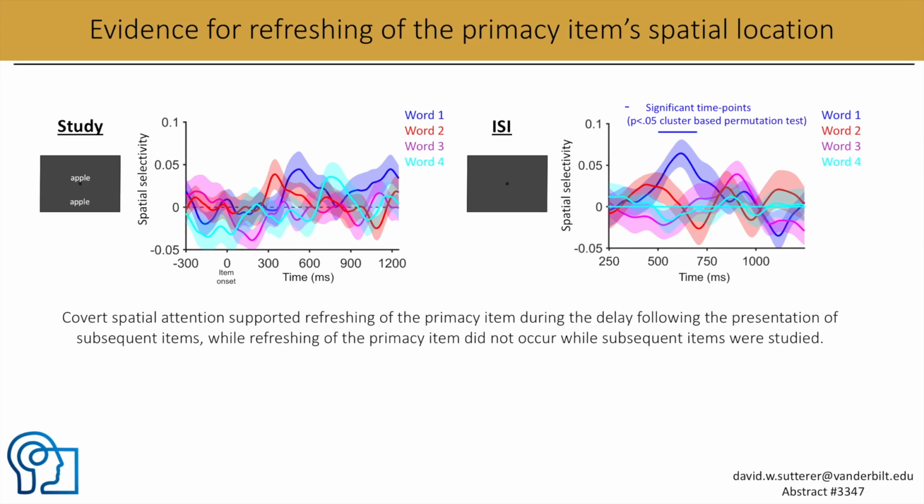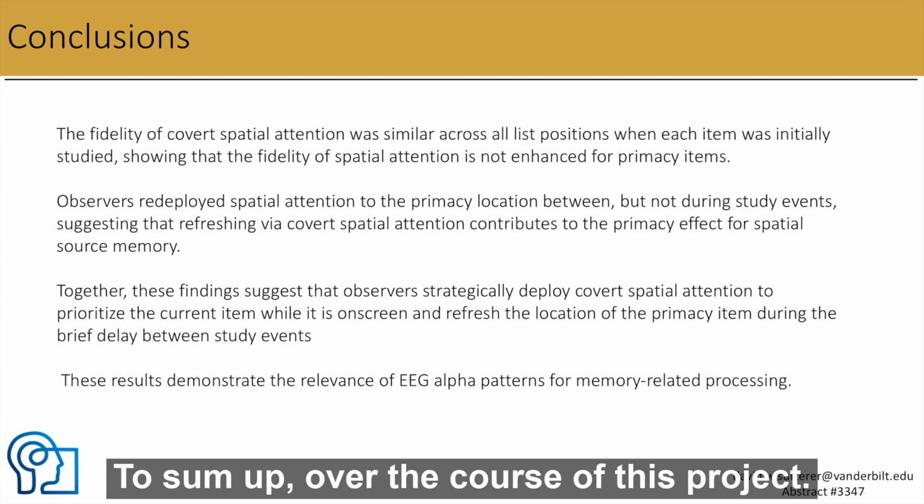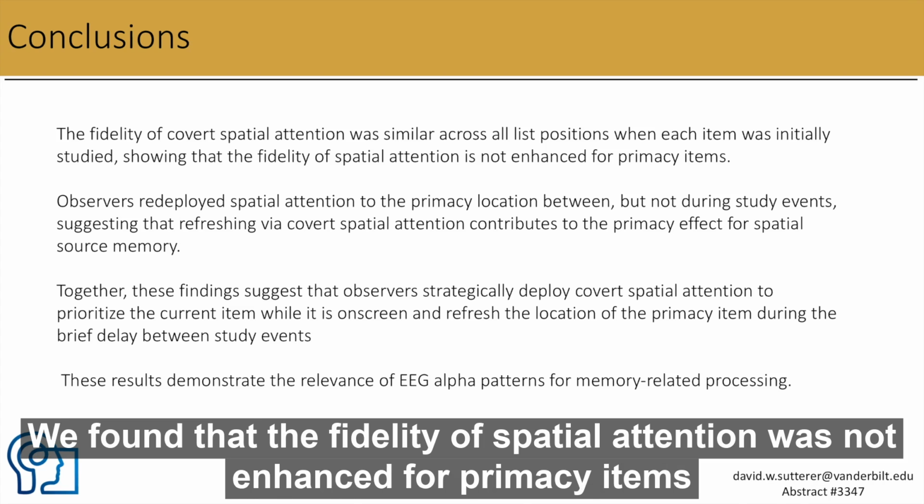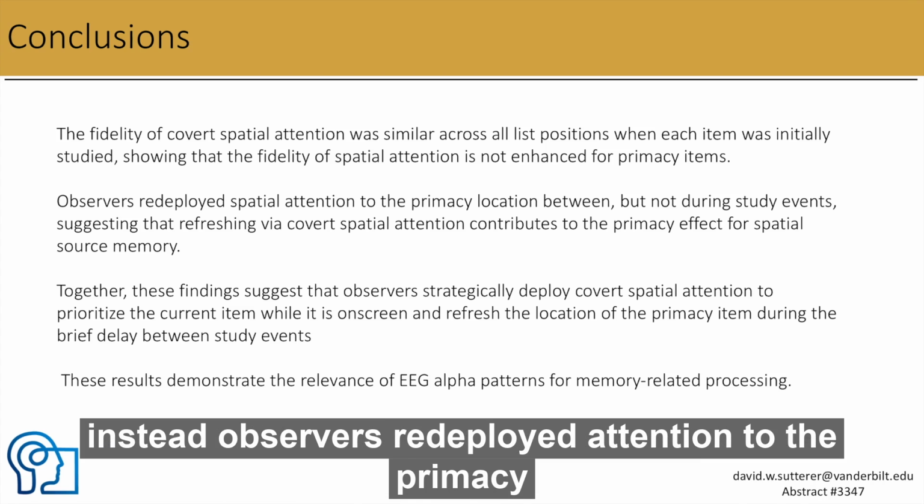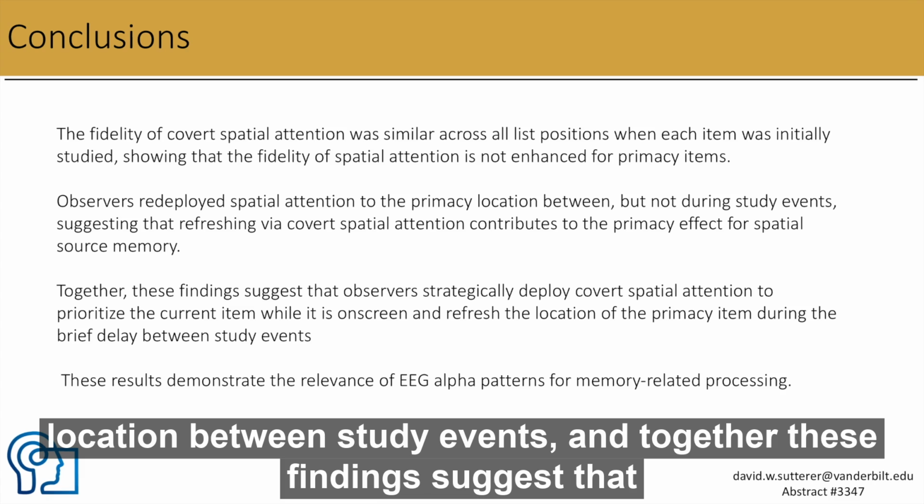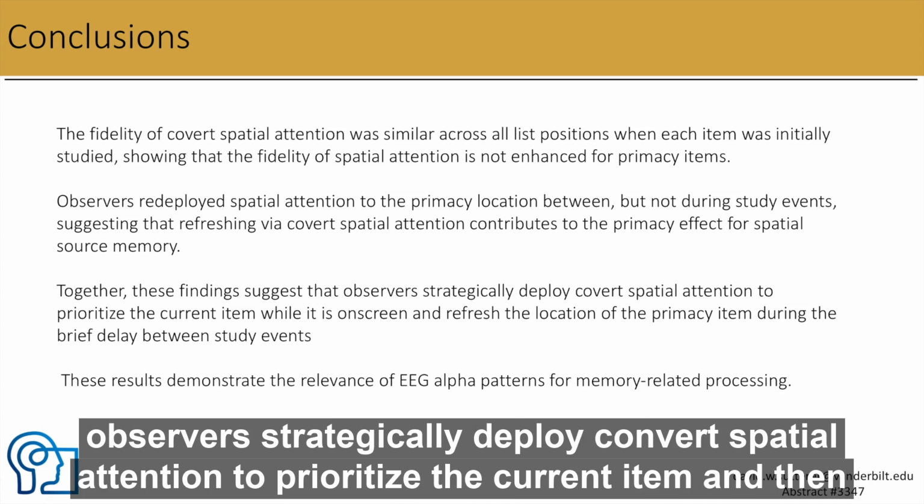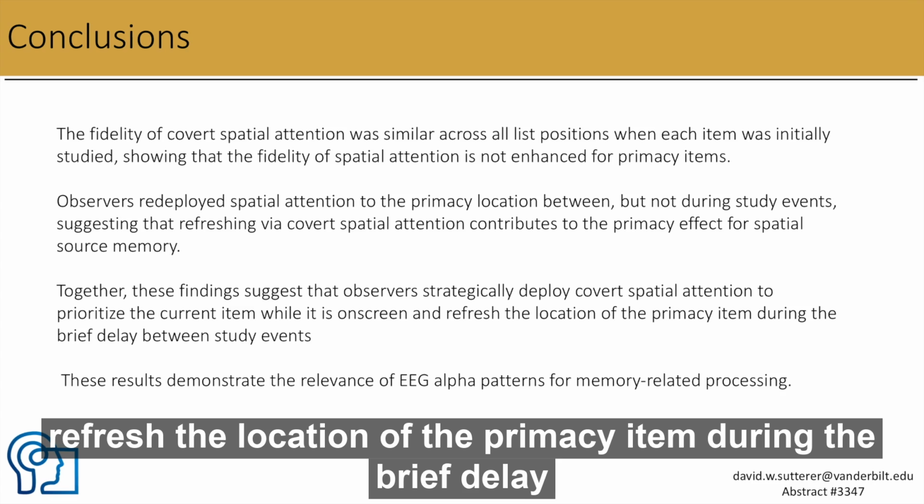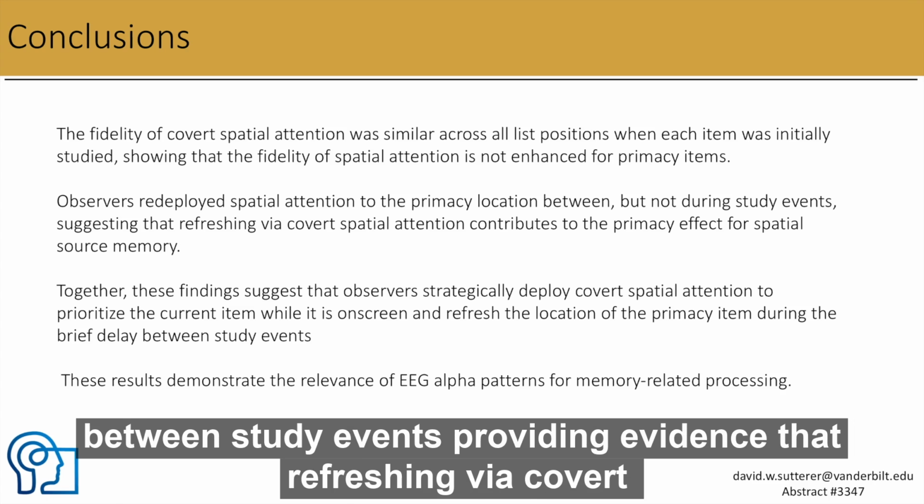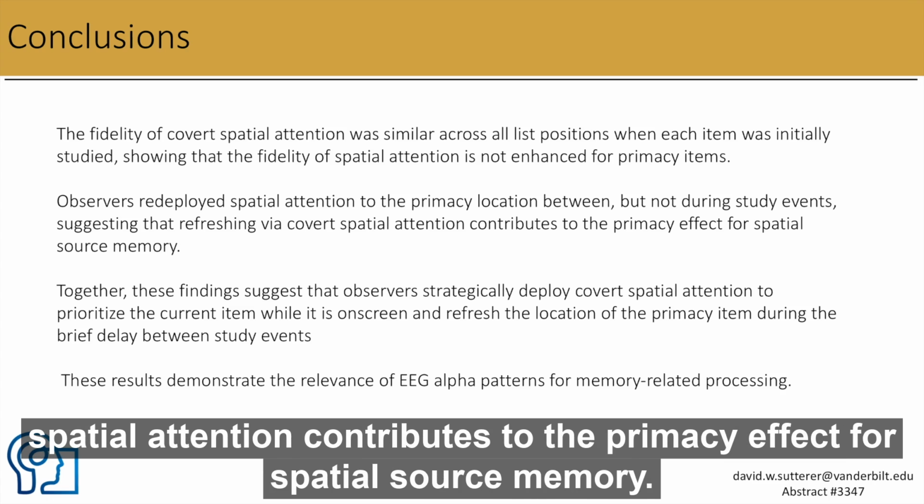So to sum up, over the course of this project, we found that the fidelity of spatial attention was not enhanced for primacy items. Instead, observers redeployed attention to the primacy location between study events. Together, these findings suggest that observers strategically deploy covert spatial attention to prioritize the current item when it's on screen, and then refresh the location of the primacy item during the brief delay between study events, providing evidence that refreshing via covert spatial attention contributes to the primacy effect for spatial source memory.